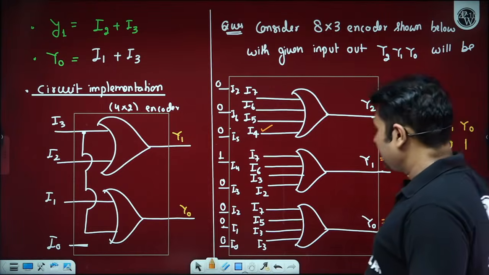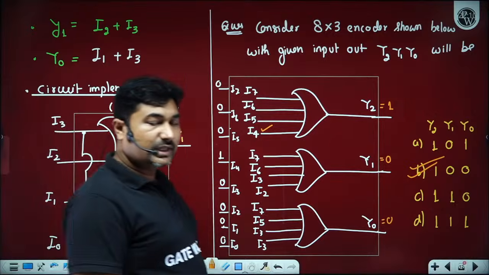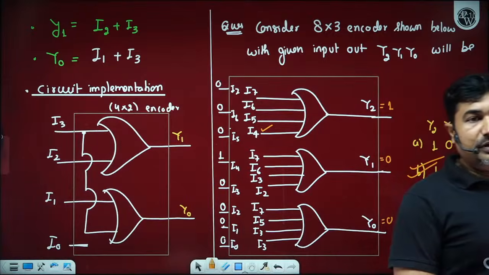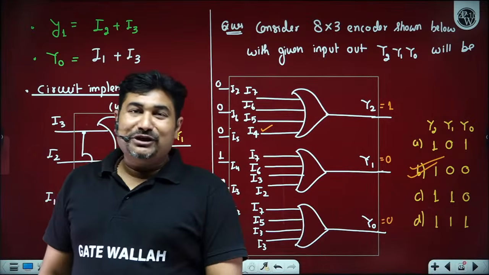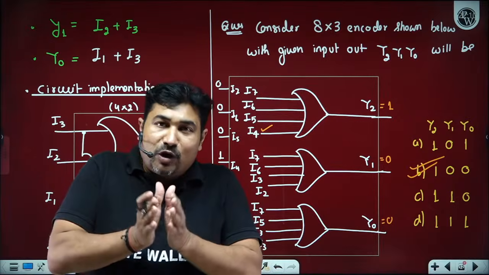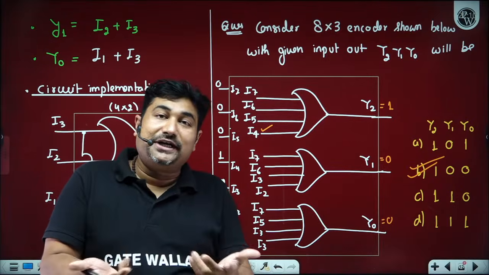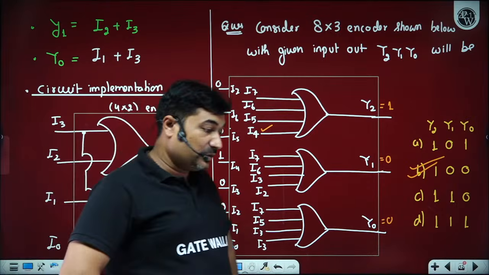So we have option number B. How many of you are able to understand, beta ji? Great. How many of you are able to understand encoder? But actually we are not going to use encoder anyhow. We always prefer to use priority encoder. Now sir, what is the difference between the priority encoder and encoder?